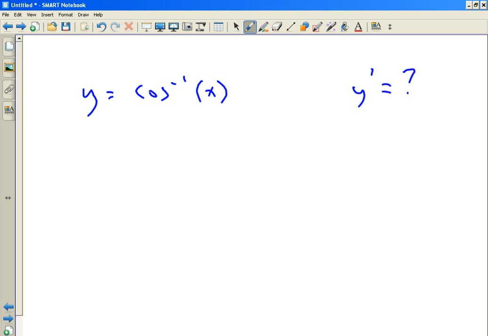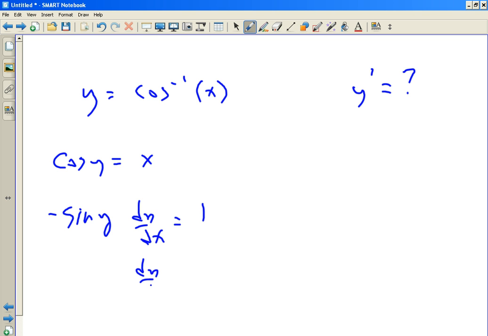Okay, so what do you think you do first? Take the cosine of both sides, right? So what do you write? Cos y is x. Okay. And now what? Take the derivative of both sides. So what do you get? Negative the sine of y, dy dx equals 1. So dy dx alone is 1 over negative sine y.